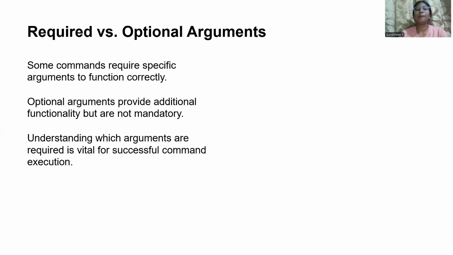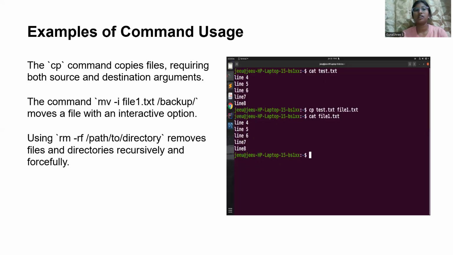So what is the comparison between required arguments and optional arguments? Required arguments are specific arguments needed for the command to function correctly, whereas optional arguments provide additional functionality and are not mandatory, whereas required arguments are mandatory in the execution of a particular command. And which arguments are required for the execution must also be kept in mind while considering all these executions.